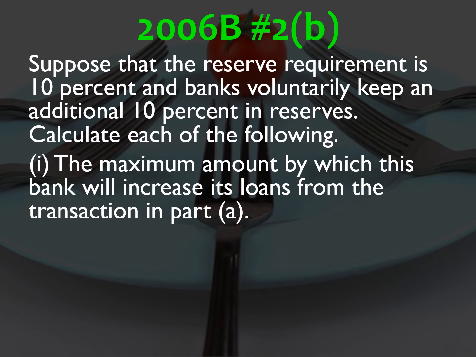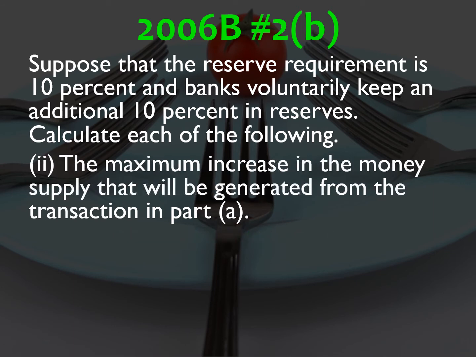Part B, suppose that the reserve requirement is 10% and banks voluntarily keep an additional 10% in reserves. Calculate each of the following. So we have the maximum amount by which this bank will increase its loans from the transaction in Part A. You effectively have a 20% reserve ratio because the Fed mandates that they hold 10% and they choose to hold 10 more percent. So total 20%, which means the bank can loan out 80%, which is $7,200. That's how much they can loan out.